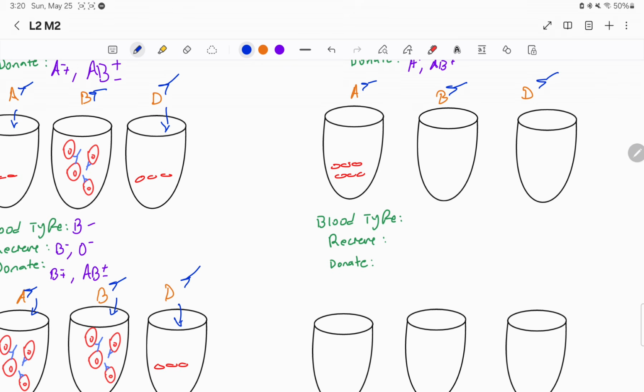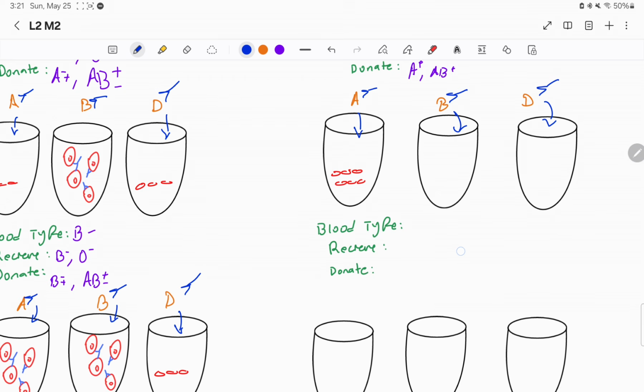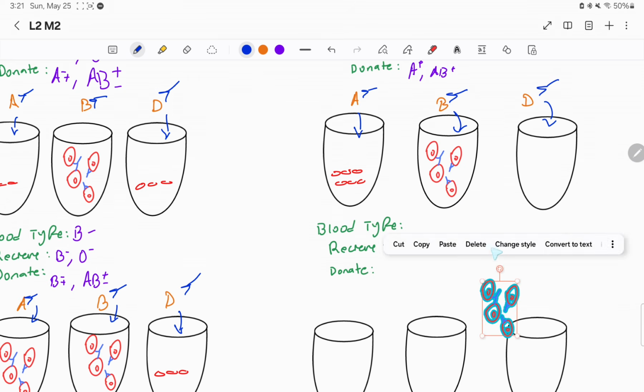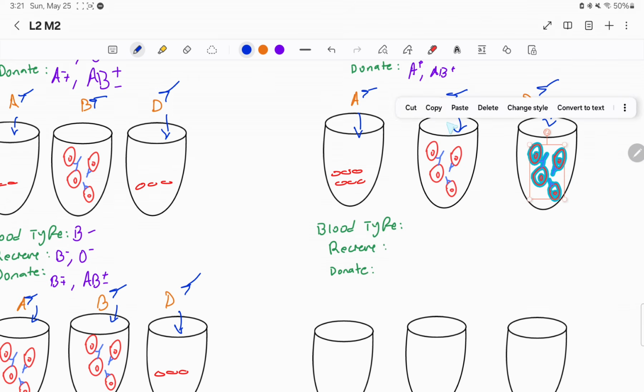Okay. Let's see. I go and buy these. I put the antibodies to their specific antigen, here, here, and here. And nothing happens in vial A. In vial B, a reaction occurs. And in vial D, agglutination occurs as well, which means that this guy is B positive.